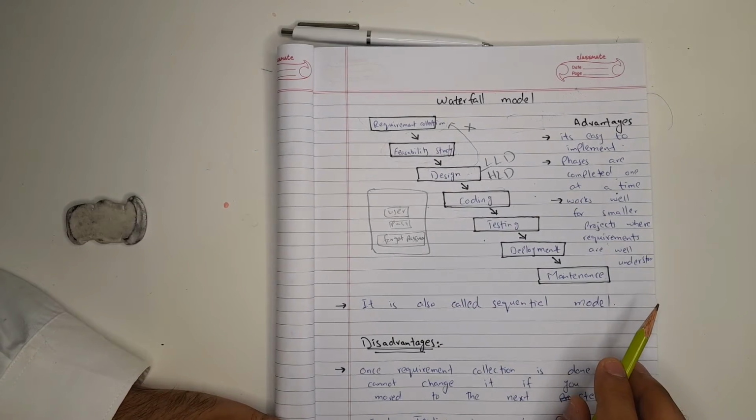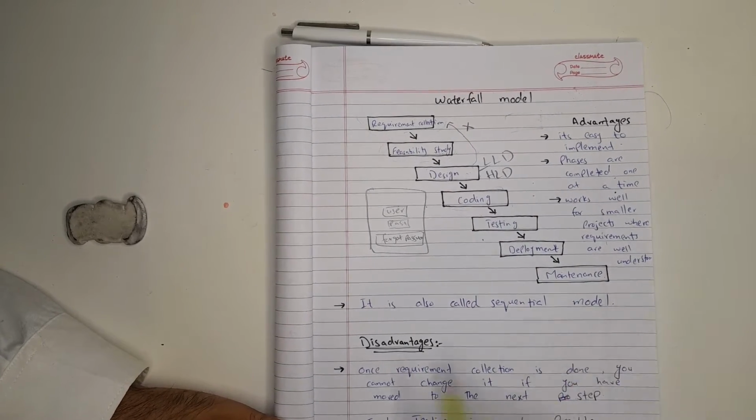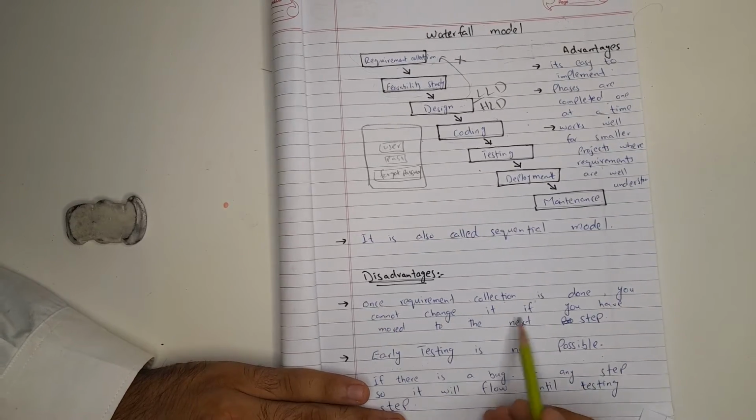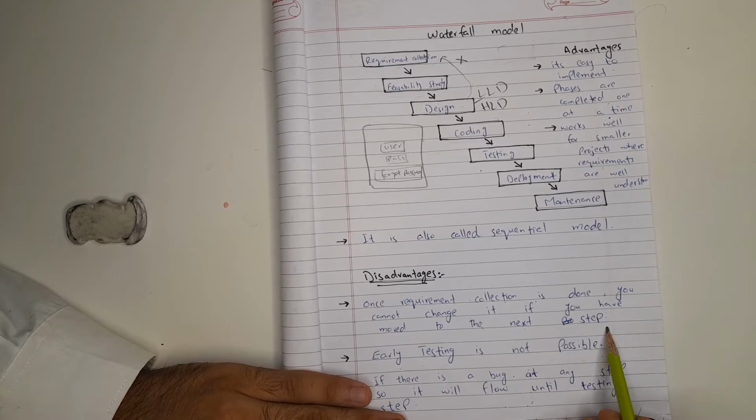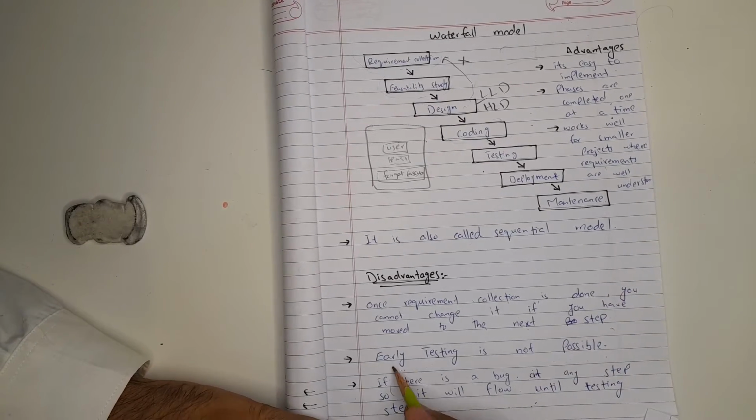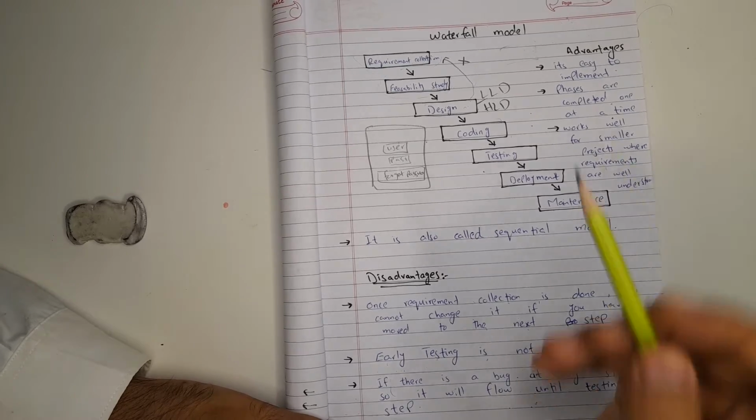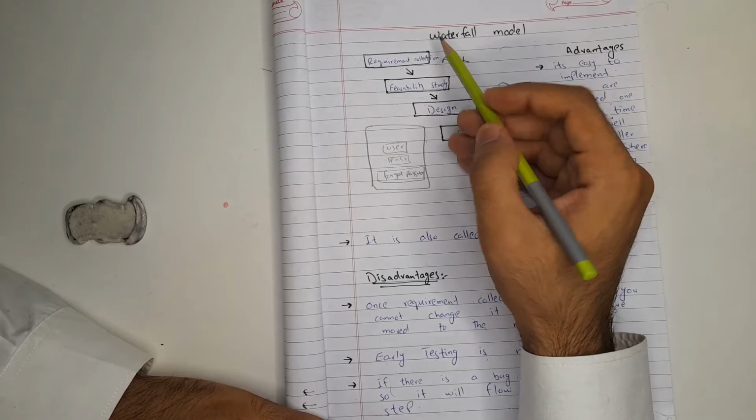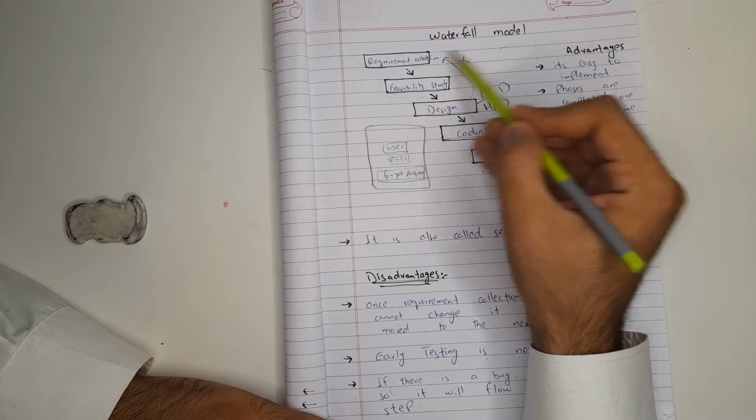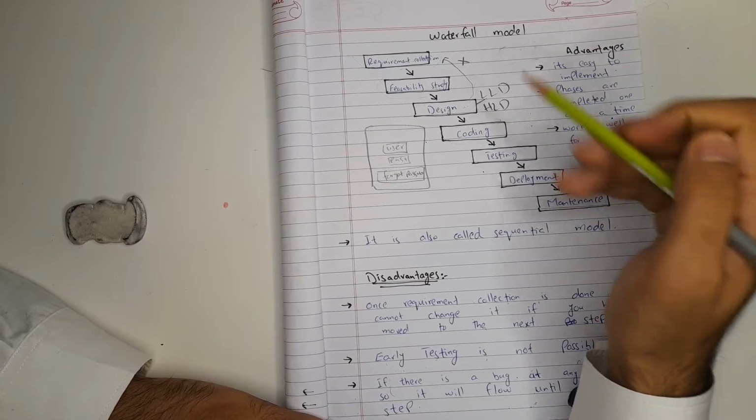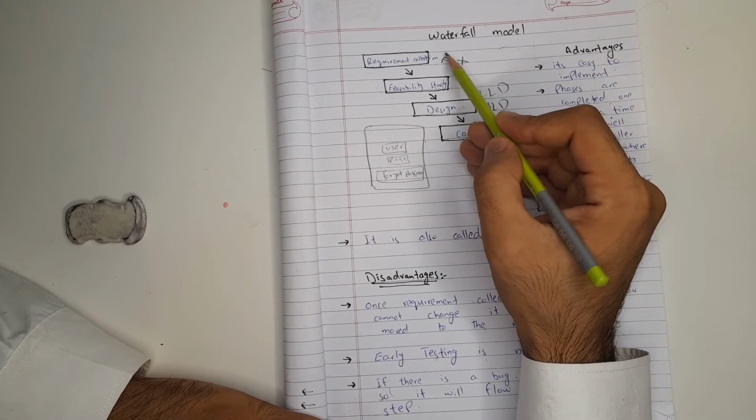So this is one of the disadvantages, that once requirement collection is done, you cannot change it if you have moved to the next step. So you cannot change it. The second disadvantage is that early testing is not possible. So the testing will be in the future. We will see that we can also do the testing in the requirement phase, in the feasibility study, the design and so on. But in the waterfall model, you cannot start early testing.